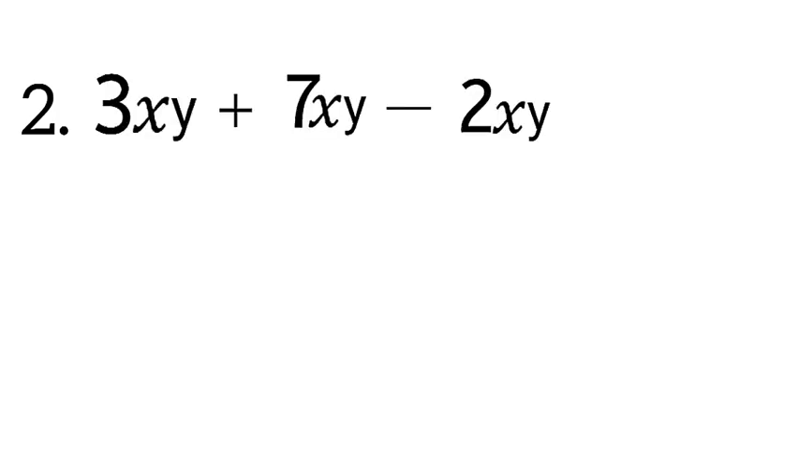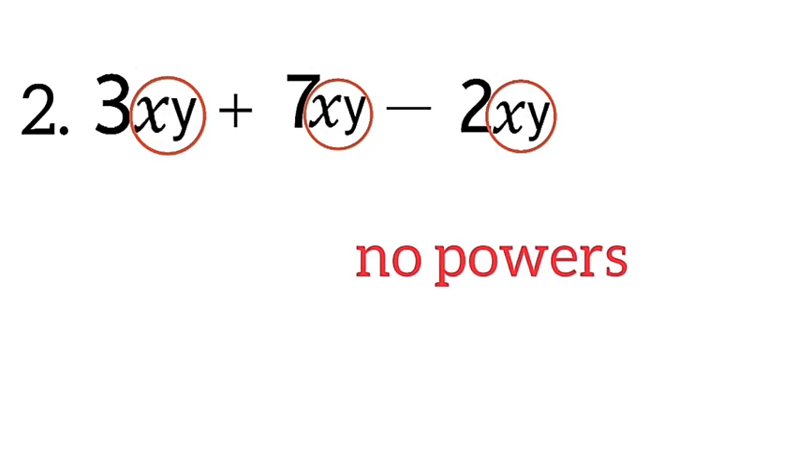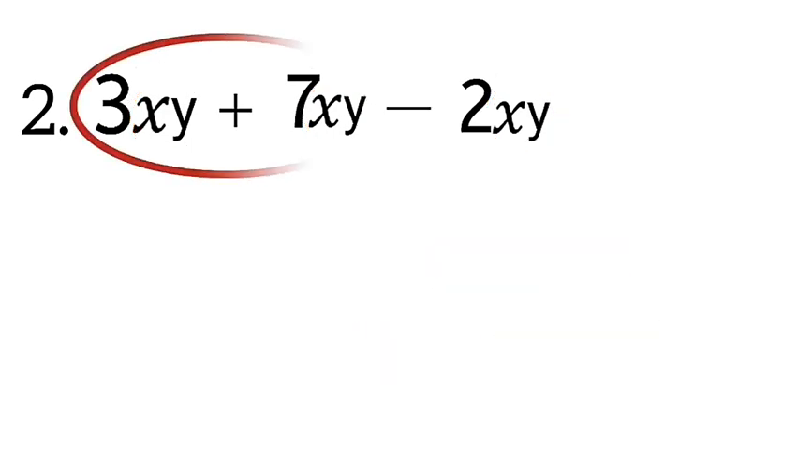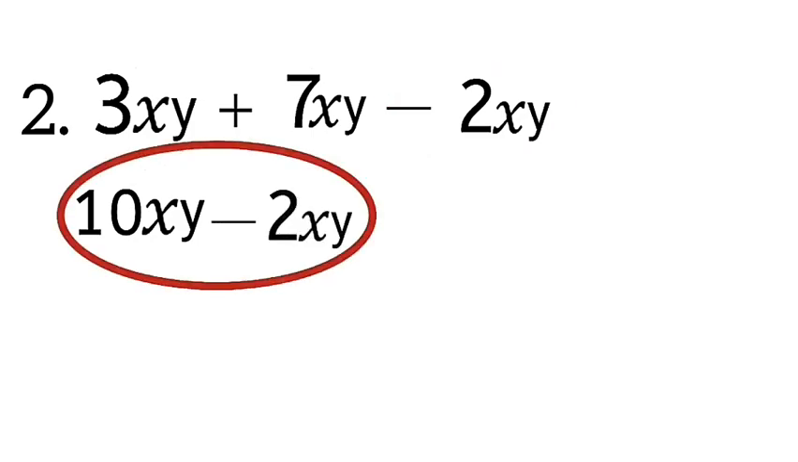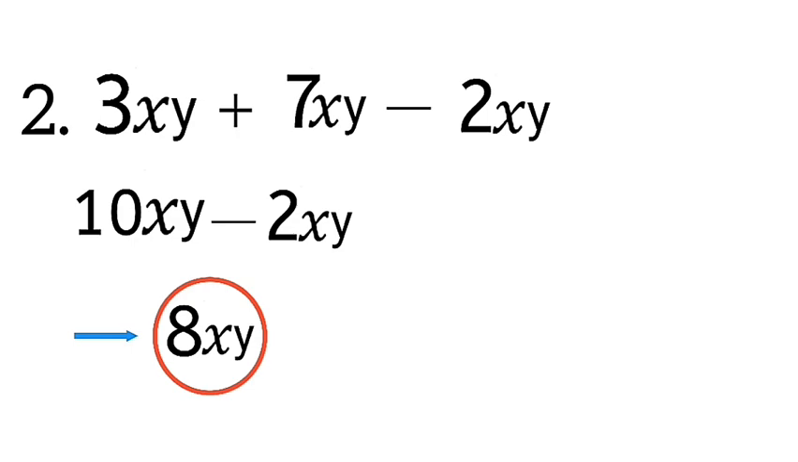We take example number 2, in which all the terms have the same variable, that is xy. So we can simplify them. Please note that there are no powers, so the powers of the variables are 1. 3xy plus 7xy is 10xy. Then minus 2xy will be 8xy. The final answer is 8xy. As usual, same variables in the final answer since they are all like terms.